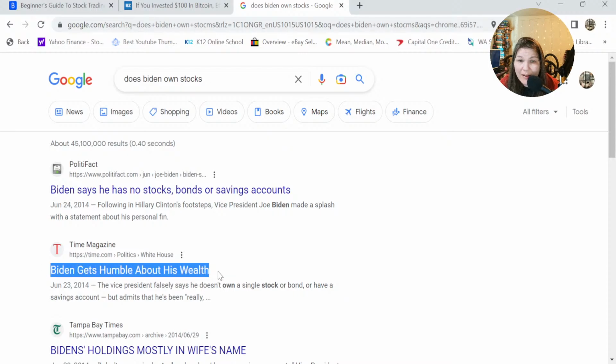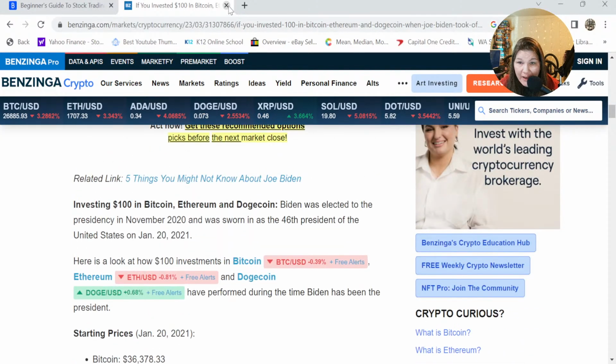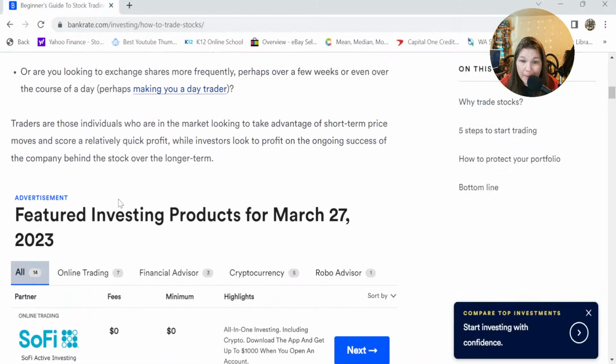Don't get confused about the words that they use about these rich people, ever. You will get confused if you are not educated. So get educated. Let's do it. So traders are those individuals who work in the market looking to take advantage of short-term price moves and score a relatively quick profit. Guys, that's what I'm talking about. We get our money up and then we save long-term, and we don't be wimps. I'm not saying we lose it all, but we have to learn that right now. This is what we're getting in our head.